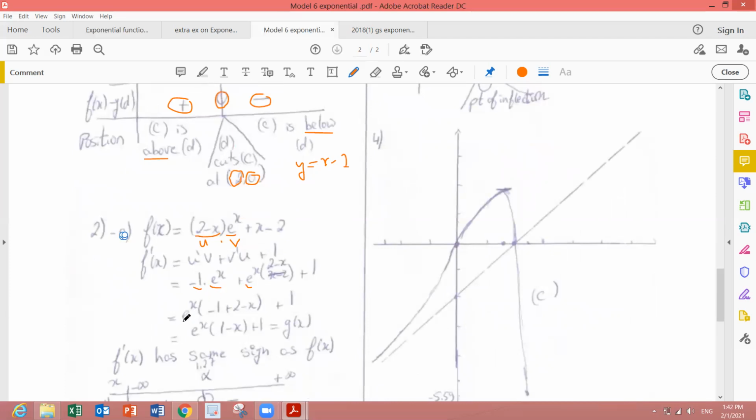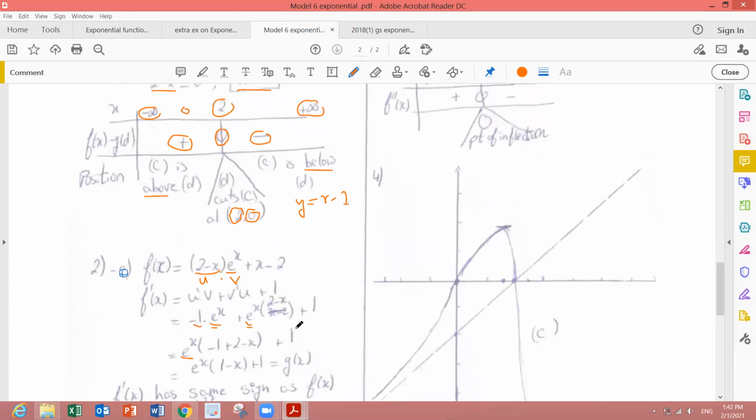We take e to the x common. Here we have ex, here we have ex. It is equal to e to the x times minus 1 plus 2 minus x, plus 1, which equals e to the x times 1 minus x plus 1. It is equal to gx. What does it mean f prime x equal gx? It has the same sign as gx.